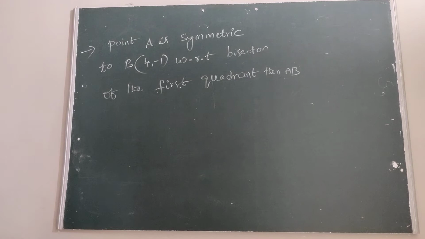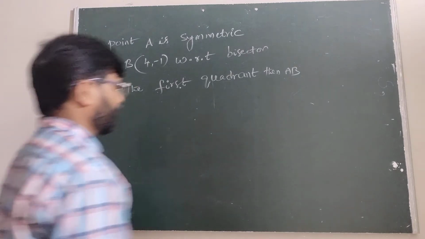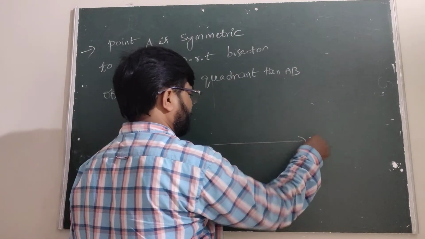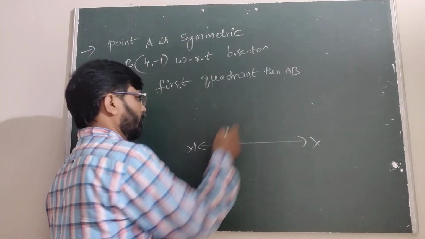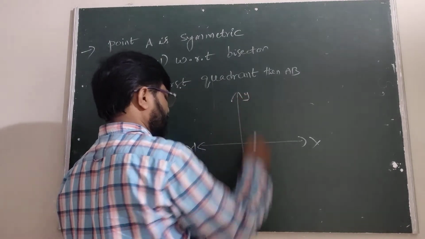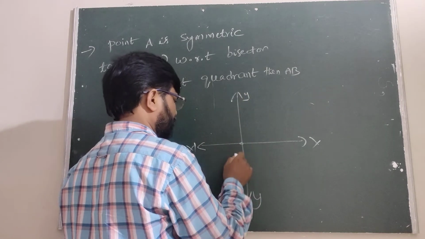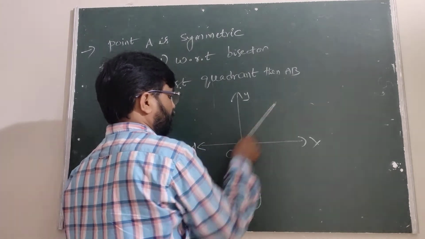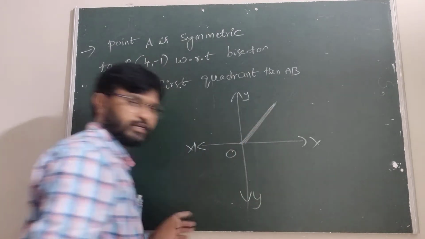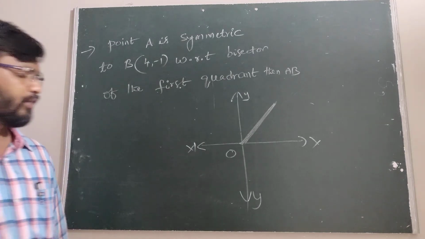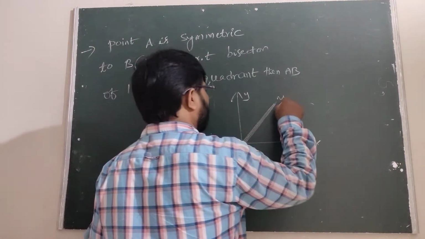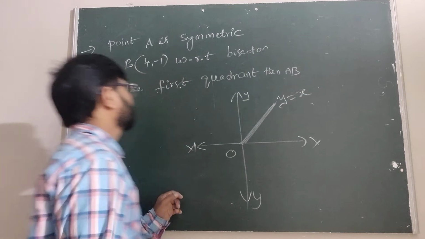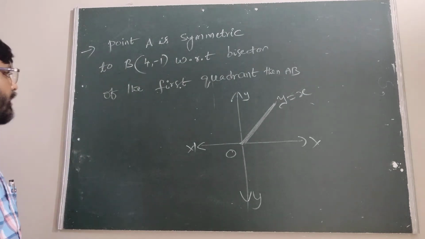So here, let A be the symmetric point to B with respect to the bisector of the first quadrant. Here this is the x-axis, this is the y-axis, and this is the origin. This is the bisector of the first quadrant, that means 90 degrees divided into 45 and 45. Therefore the bisector must be y equal to x.